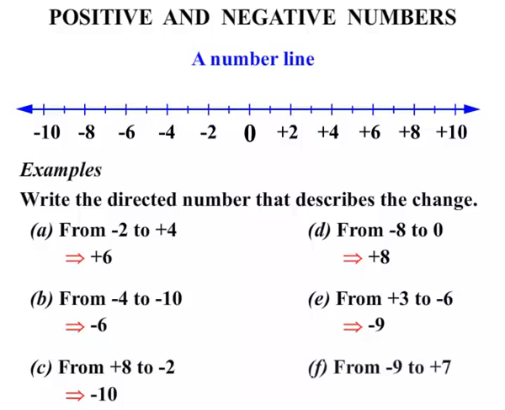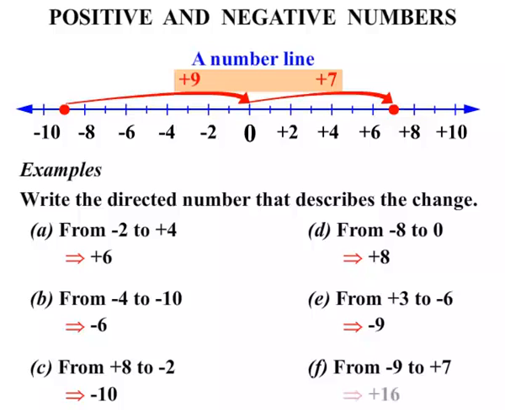What about this one? From minus 9 to positive 7. Well, there's minus 9, and we're going all the way to positive 7. Again, let's break it up into two steps using the 0. So that's one step. From minus 9 to 0 would be plus 9. And then from 0 to 7, plus 7. So the two steps involved, plus 9 plus 7 altogether, plus 16.